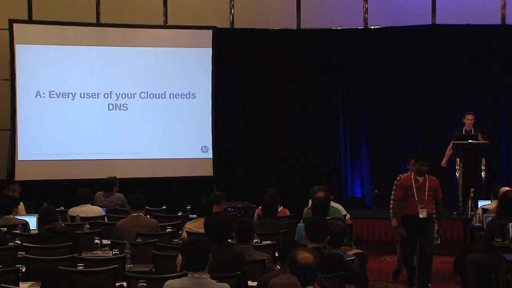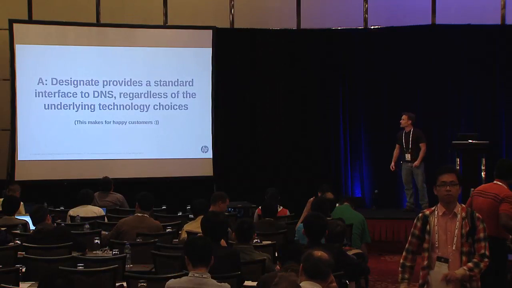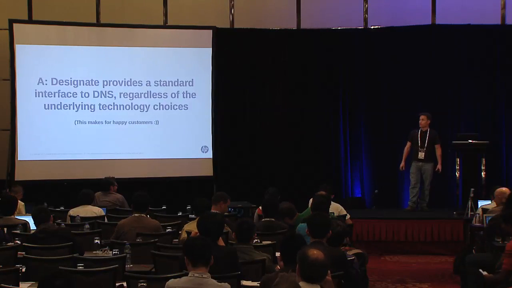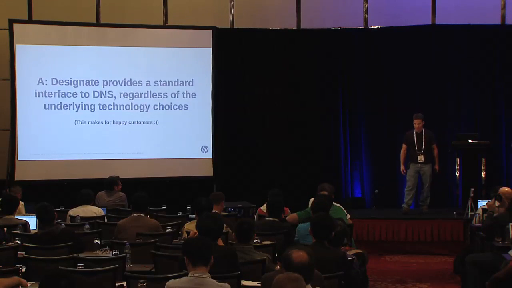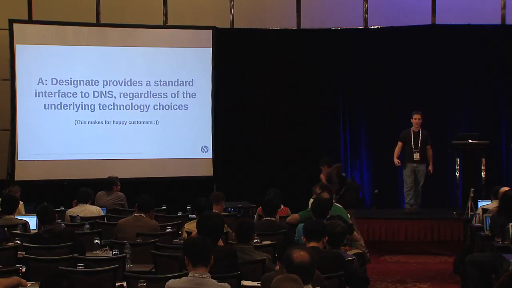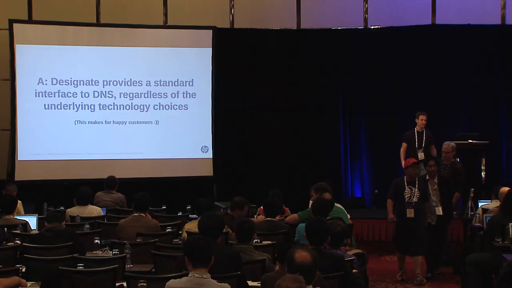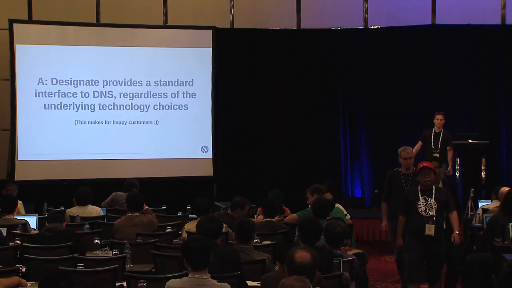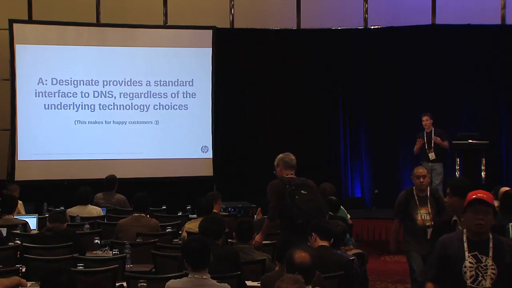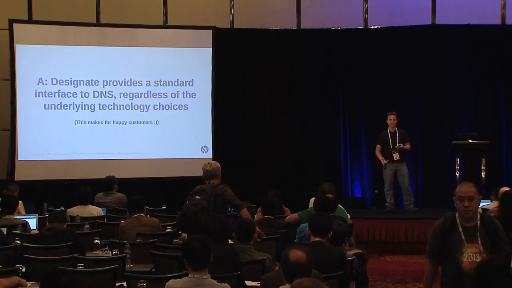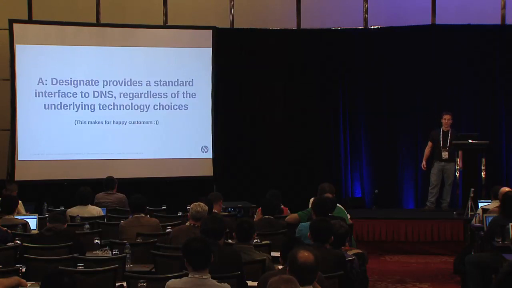I'm reading some notes, I'm sorry. But why Designate? Well, it provides a standard interface to DNS, regardless of the underlying technology. If you think about it, if you had DNS servers running Bind, for instance, your interface to Bind was you had to edit zone files. If it's PowerDNS, you would interact with the database that holds records for PowerDNS. Designate allows you to use any backend DNS, and you have a standard API that you can use to do things in an automated fashion.